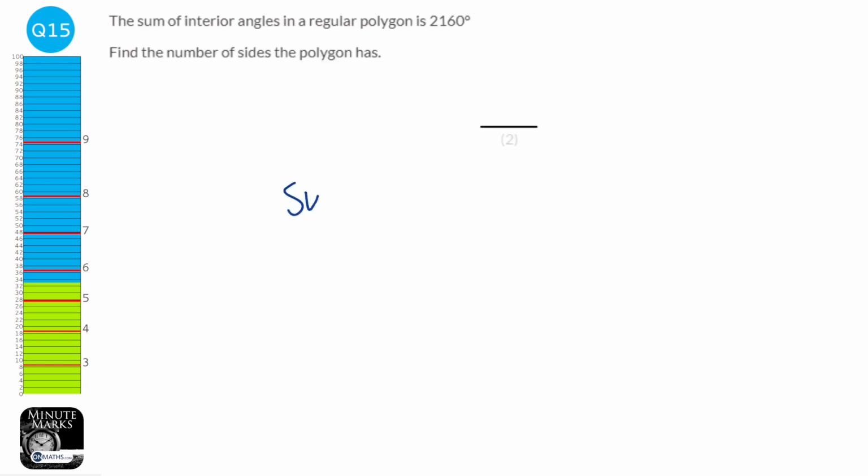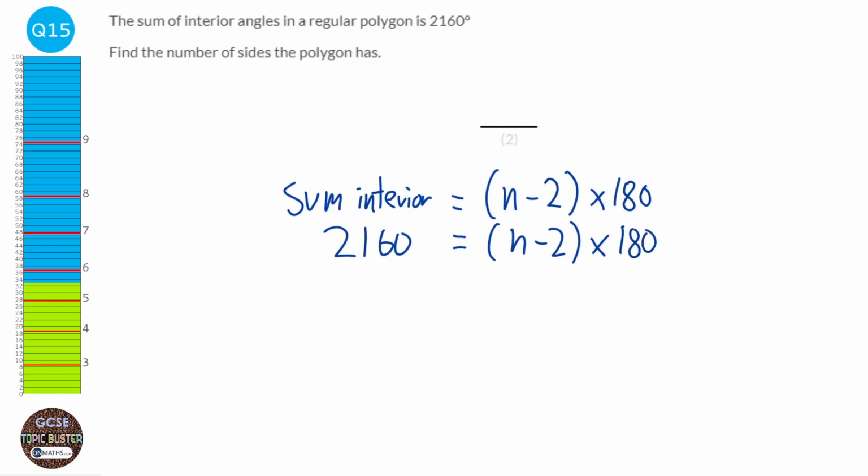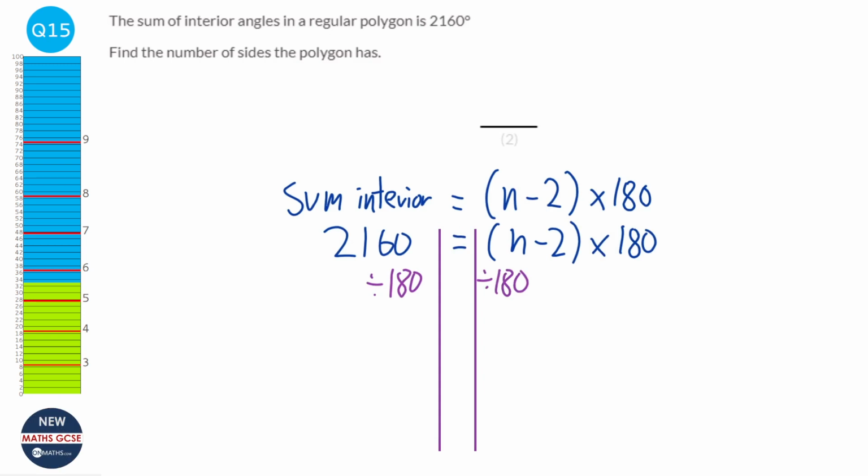So the formula we need here is that the sum of the interior angles is equal to the amount of sides, take away 2, times 180. So we know that the sum of the interior angles is 2160. And we're looking for what n is. So we're going to do a bit of solving. Not too difficult. We're going to divide by 180 both sides. And that will give us 12. And then we're going to add 2 both sides. And that would be 14. So the amount of sides is 14.